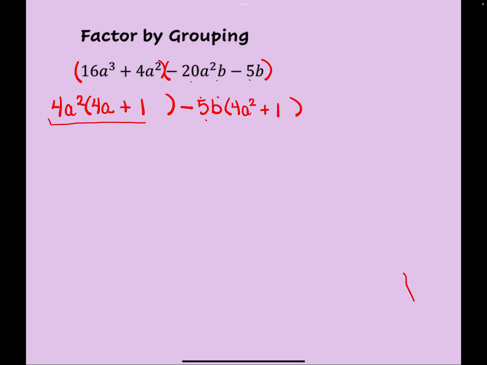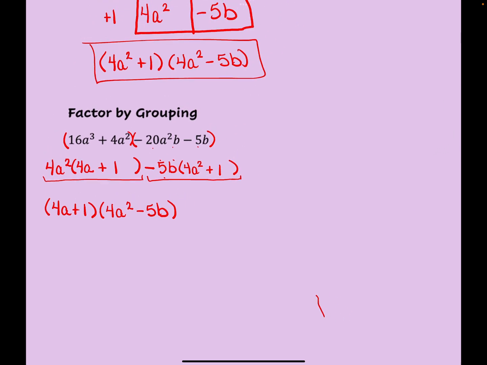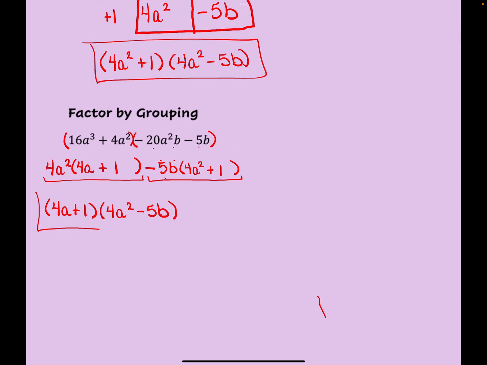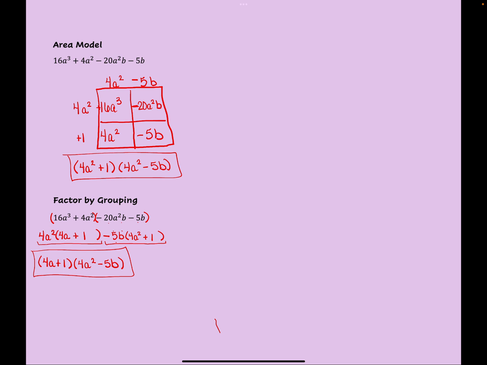So now that I've got 2 terms, what is their GCF? Well, their GCF is a parentheses. So I have 4a plus 1. Then what's not their GCF? That becomes my second factor. So 4a squared minus 5b. Okay. Again, those are exactly the same. No confusion like I ran into last time. Exactly the same. Okay, so again, 3 terms, we turned it into 4 terms.